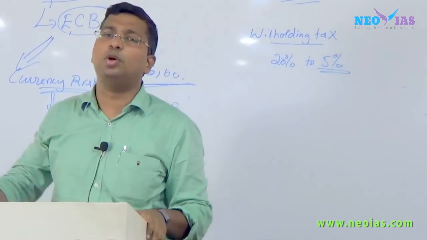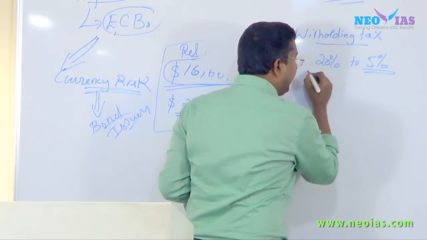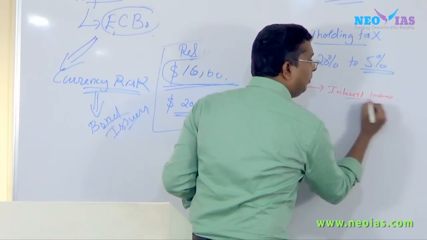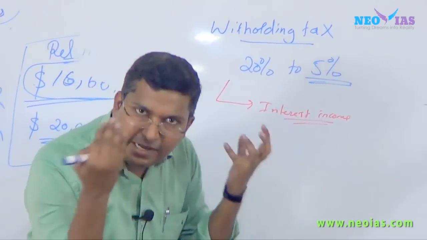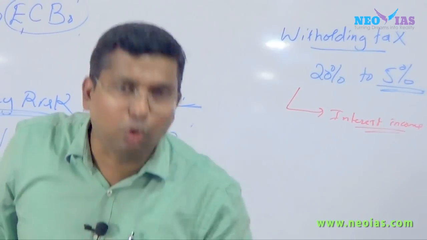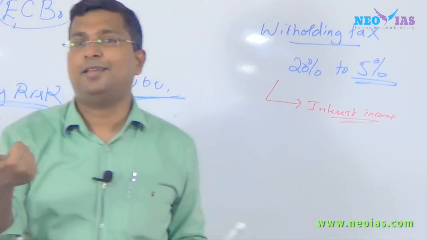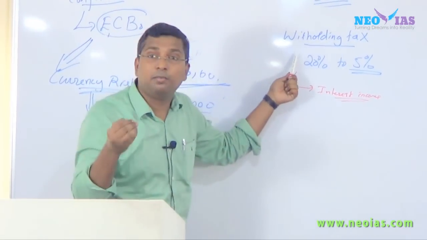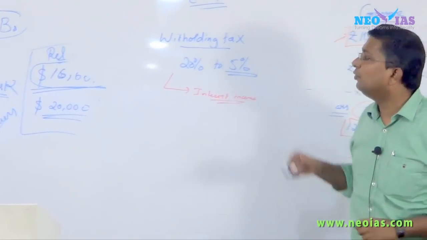Already I have discussed this concept, withholding tax. It is nothing but the tax on interest income. The bond buyer will be having an income from the interest. The tax the government imposes on the interest income of these overseas buyers is the withholding tax. So if this withholding tax is reduced, there will be more investors to buy masala bonds. So this is one initiative taken by the government to promote masala bond. They have reduced the withholding tax from 20% to 5%.